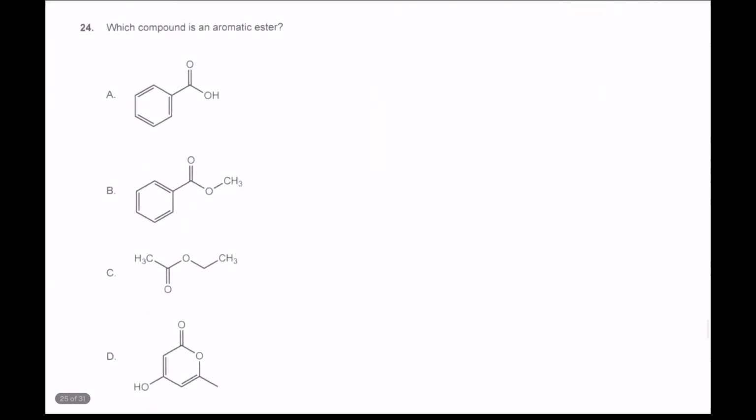Which compound is an aromatic ester? Nice. For an ester, you should have a C double bond O, with R1 and R2. Okay, so this is the structure of an ester. The first I will cancel because this is a carboxylic acid. You have to test for the rest now. Now, aromatic ester means either your R1 or your R2 should be a benzene ring.